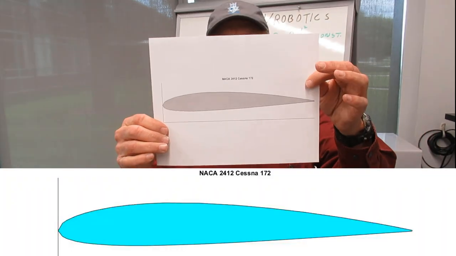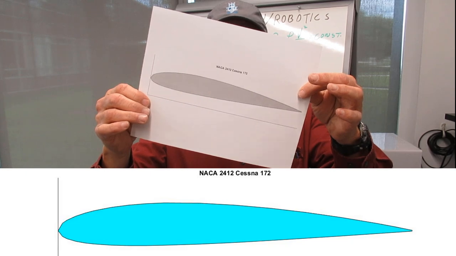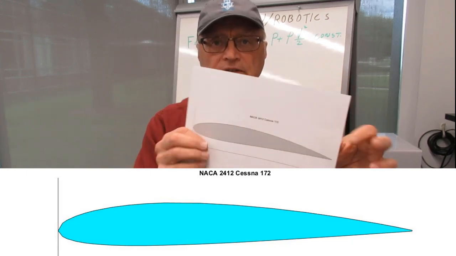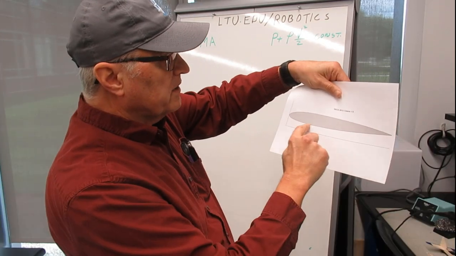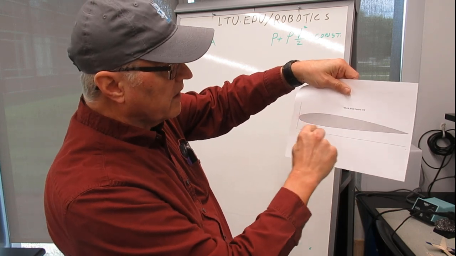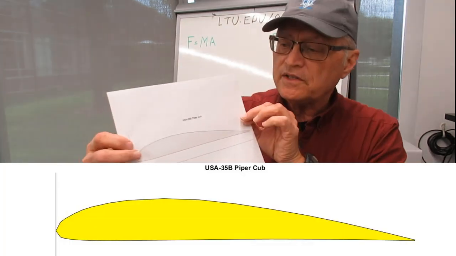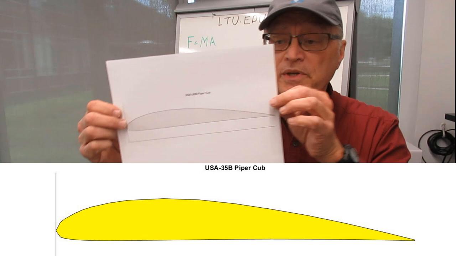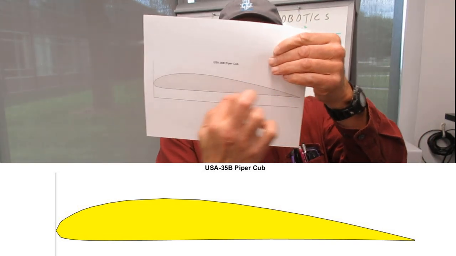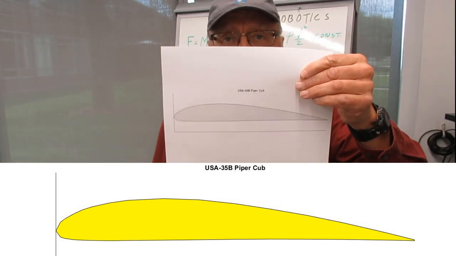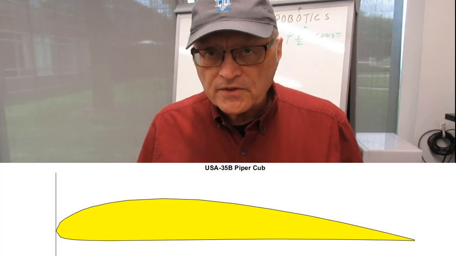Cessna 172, if we tilt that just a little bit, it's pretty straight, particularly back here behind the strut. The only curve on the bottom is pretty much in front of the strut, and that's pretty straight. Piper Cub uses a modified version of the USA 35B. And again, that's real flat along the bottom and curved on the top. So yes, there are some airfoils that are flat on the bottom and curved on the top, but certainly not all of them. It's certainly not a fundamental property of an airfoil.